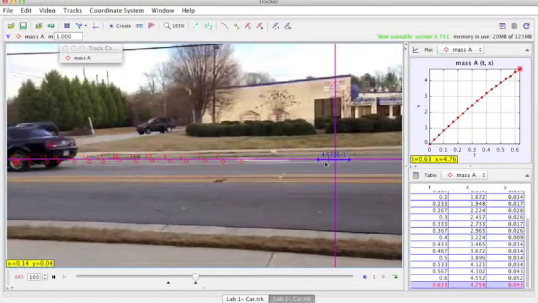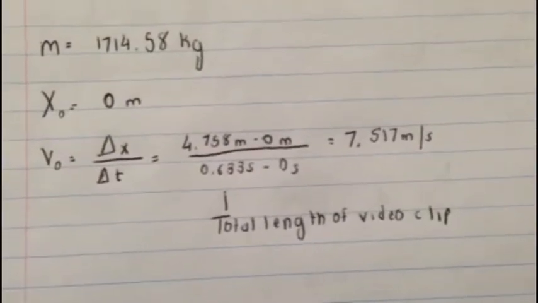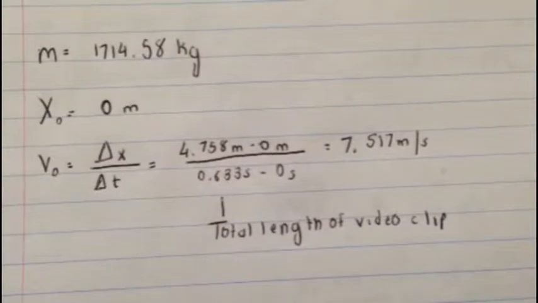As for my calibration stick, I decided to use the diameter of the back wheel, which I found online, as 0.457 meters, and that was the scale length for my whole video. The whole video clip was 0.633 seconds, and the time between each frame was 0.033 seconds.